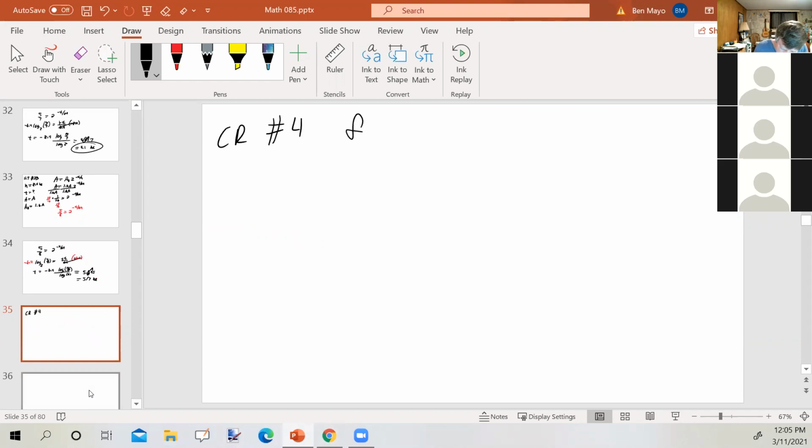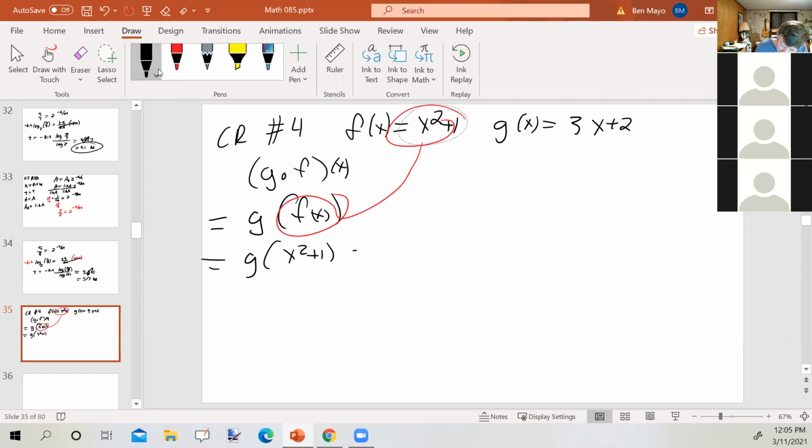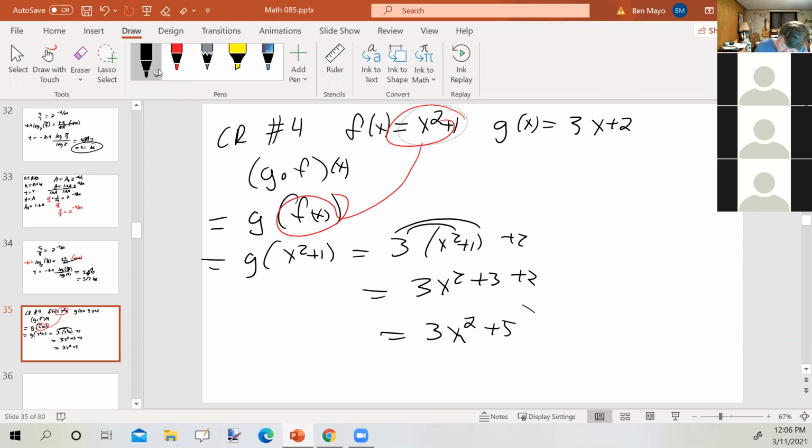So this is the chapter review, number 4. It says, let f of x equal x squared plus 1 and g of x equal 3x plus 2. And we're supposed to find g composed with f of x. So that would be equal to g of f of x, which would be g of x squared plus 1, right? Because this is f of x. So that would go in place of that. But that's equal to 3 times the quantity x squared plus 1 plus 2, which is 3x squared plus 3 plus 2, which is 3x squared plus 5.